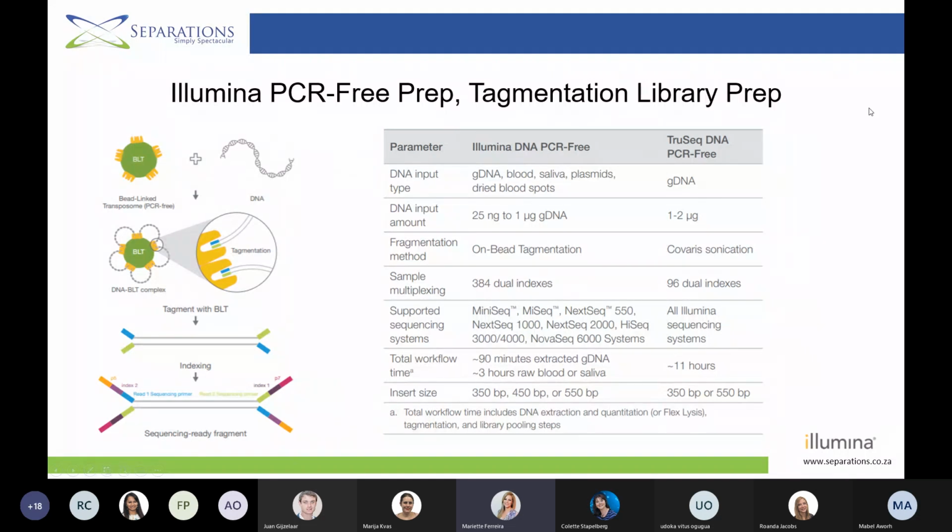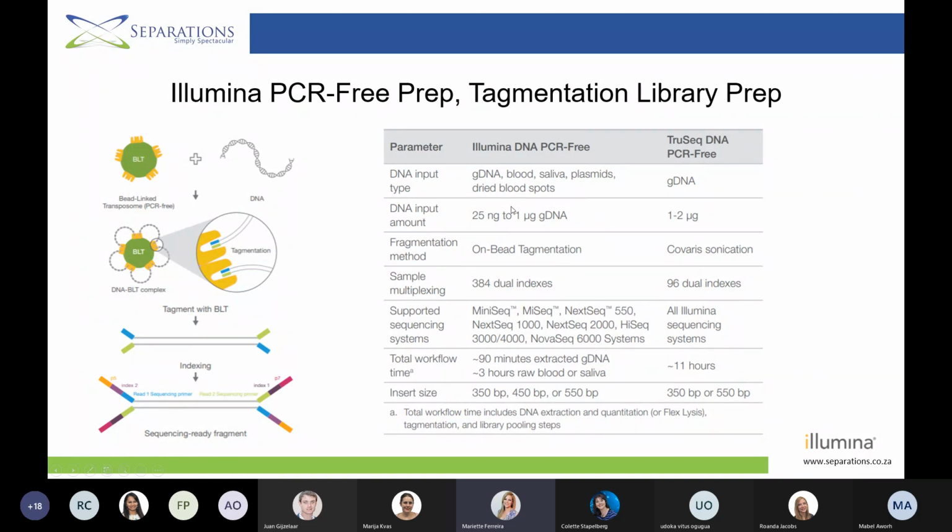So comparing the new Illumina DNA PCR-free kit to the TruSeq DNA PCR-free kit, which is the older type of kit, we've got a wider range of input material. So with the newer kit, we can use your genomic DNA, we can use blood directly, we can use saliva directly, we can use plasmids, and we can also use dried blood spots. So there are specific additional protocols to use these extra input types.